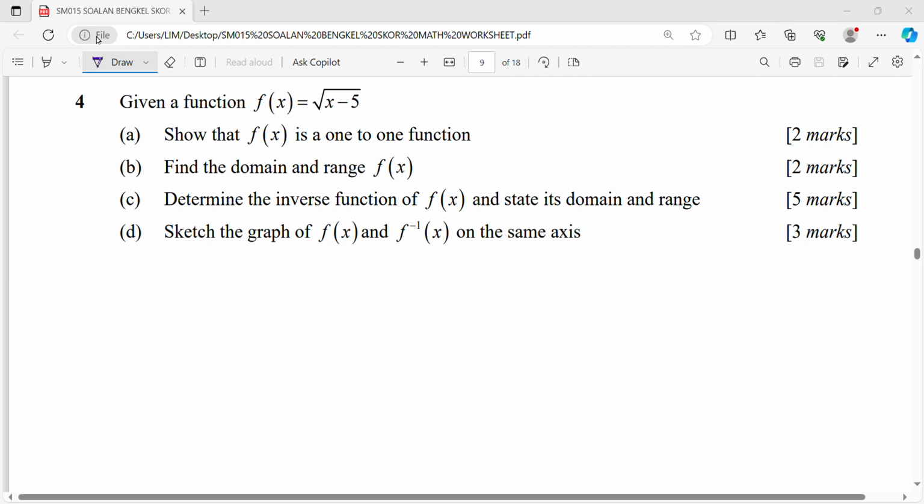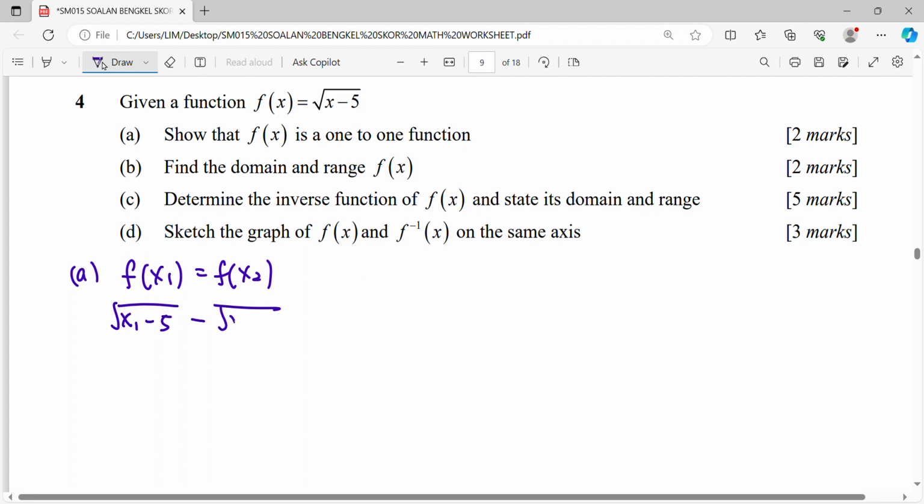Okay, so for this question 4, given a square root function, show that your function is one-to-one. You can use two methods: the graphical method or the algebraic method. For me, I use the algebraic method. Start with f(x1) equals f(x2). So when we substitute, √(x1 − 5) equals √(x2 − 5).